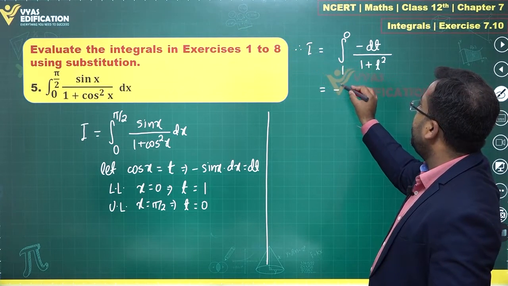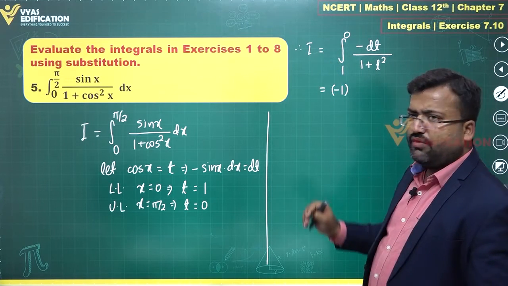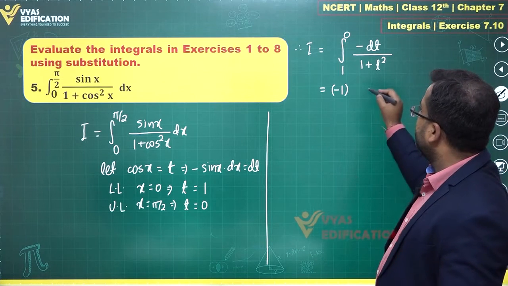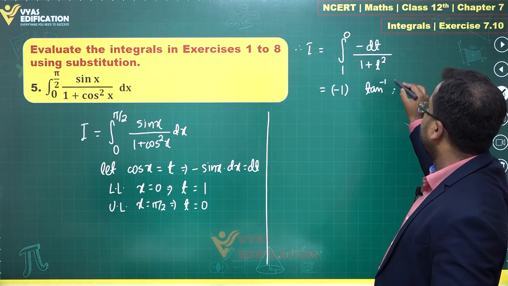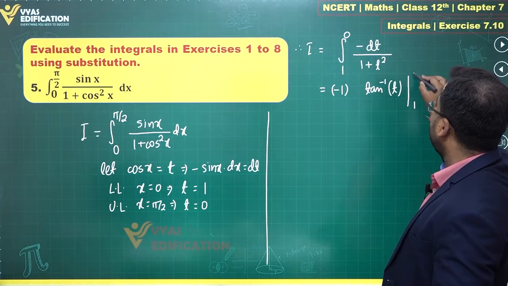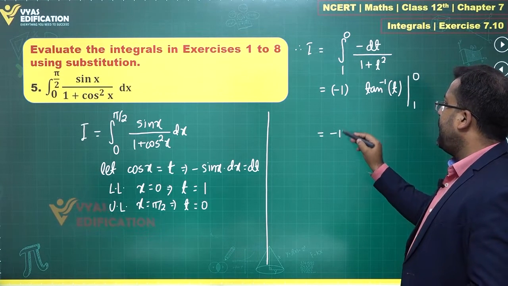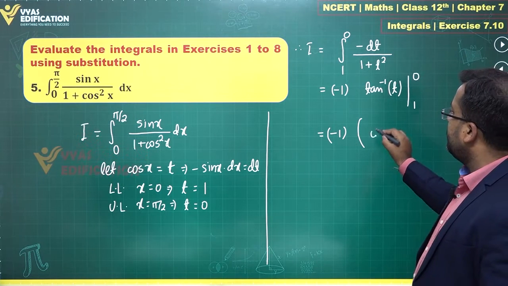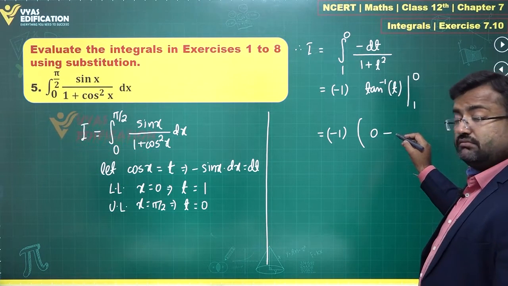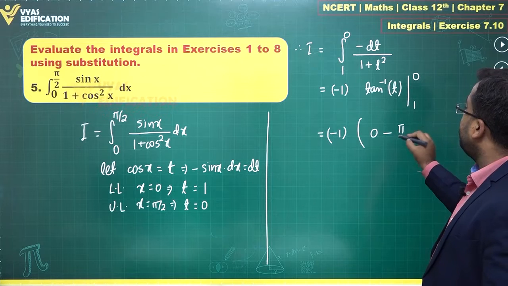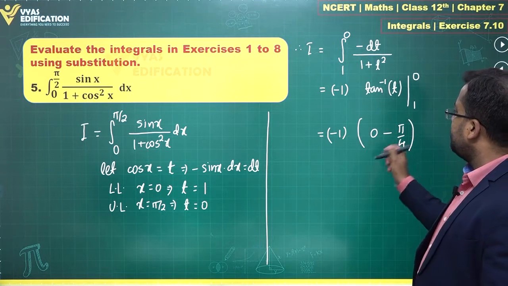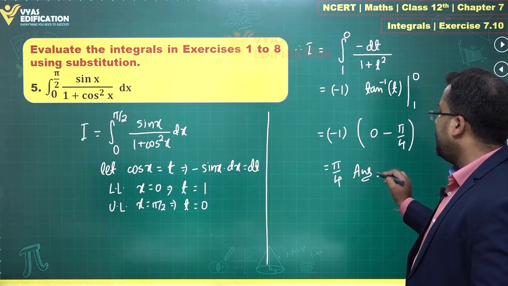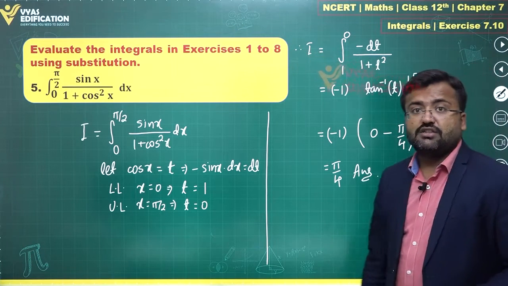Okay. Minus 1, as you can see, can come out from here. Dt upon 1 plus t square, the integral is direct tan inverse t. Substitute the limits from 1 to 0. Minus 1 remains as it is. In the bracket, you will have tan inverse 0, which is 0, minus tan inverse 1, which is pi by 4. So this is minus of minus pi by 4, which is pi by 4, and yes, that is my required answer for this question.